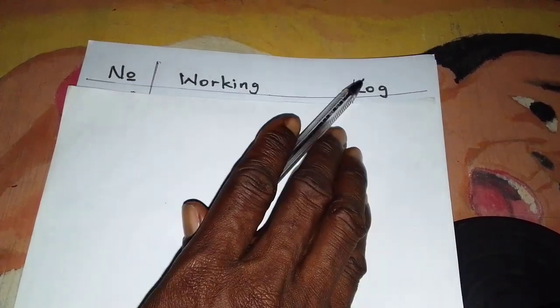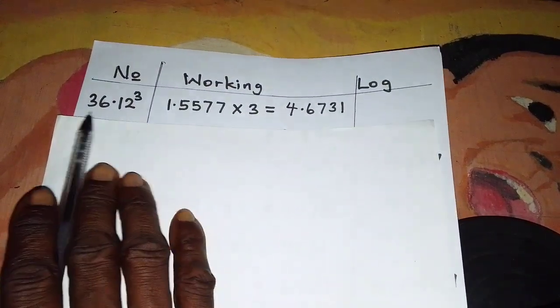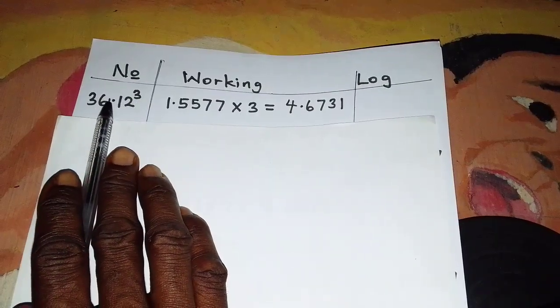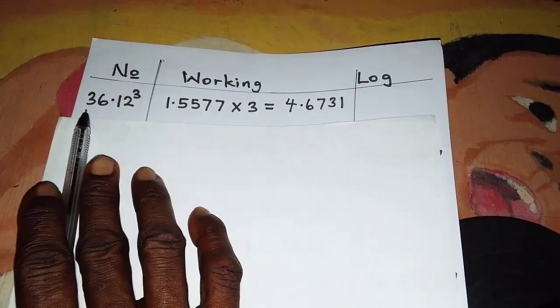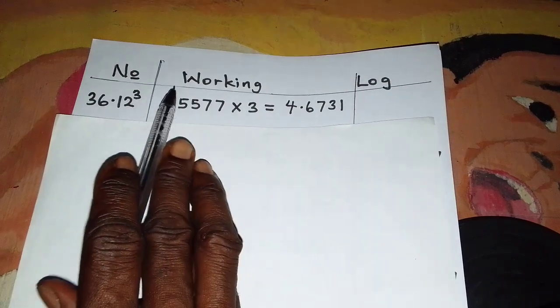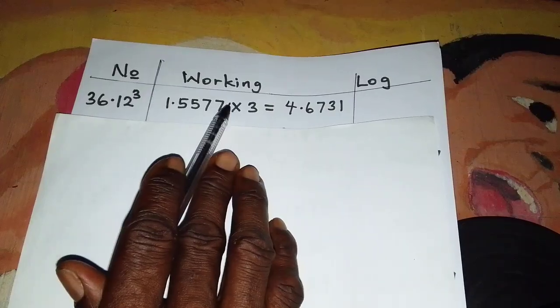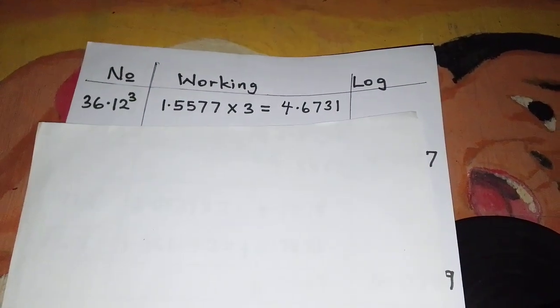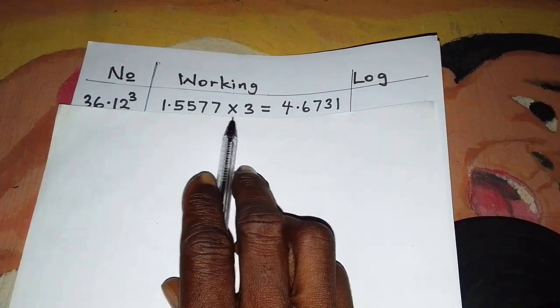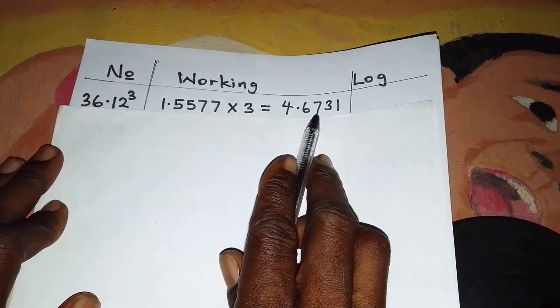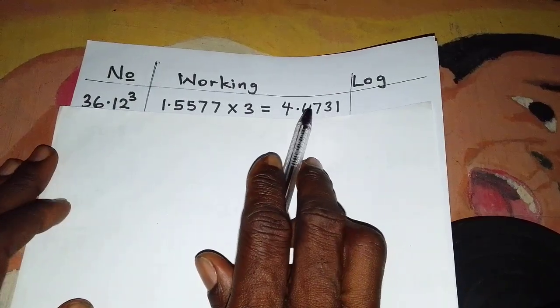So here you can rule through, have 3 columns. So you have number, workings and log. Now first of all, you look for the logarithm of 36.12. So how many times are you moving this? 1.36 under 1, difference of 2, which will give us 5577. Because this one is having the power of 3, you will multiply by 3, which will give us 4.6731.